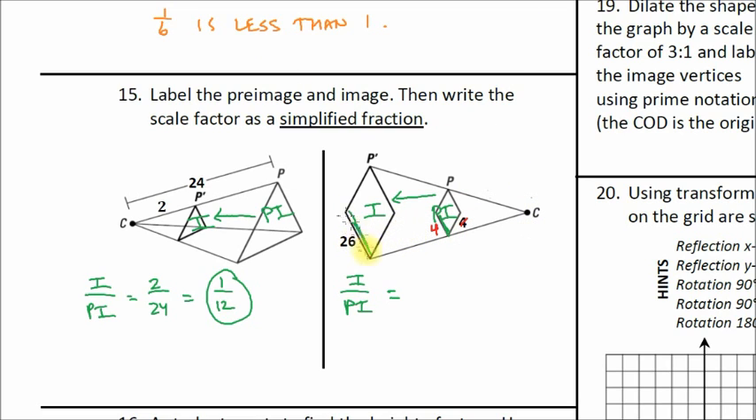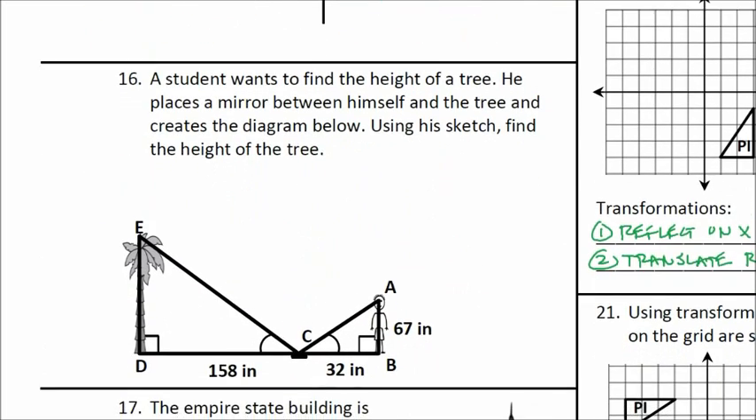So now we've got on our image, our side length that we know is 26. Let me change that back to green. And the corresponding side on our preimage is 4. We can reduce that. 26 and 4 are both even. They divide by 2. That is 13 over 2. And there is our simplified fraction for our scale factor. Let's take a look at question number 16.